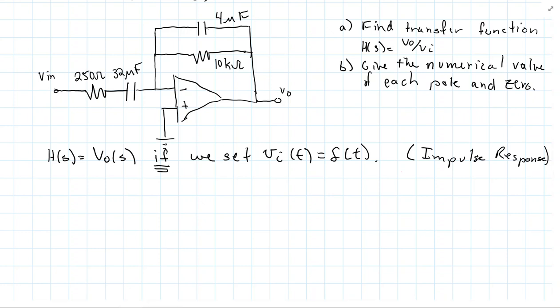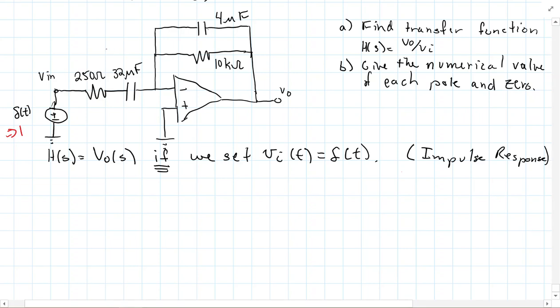So if we do that here, I'm going to just let this be delta(t). And then, of course, just like anything, we're going to do a Laplace transform of this, so this goes to 1. And then let me pull out my calculator here, because I'm going to do the 1 over sC of these. So 32 microfarads, so 1 divided by 32 times 10 to the negative 6.